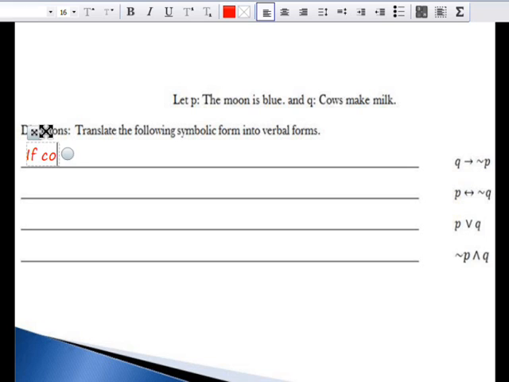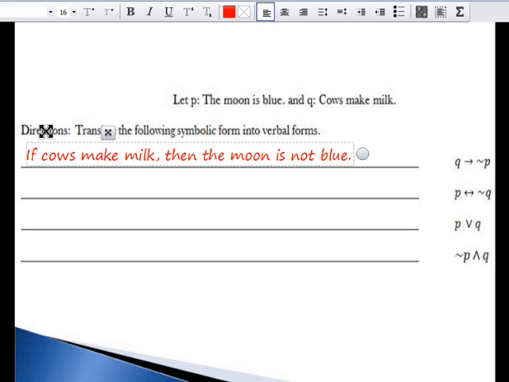So if cows make milk, then, and it has the not sign right there, so then I would write the moon, then the moon is not blue. Now, does that make any sense? No, but it is correct. So that's what we're worried about. All right. Go ahead and pause the video here.